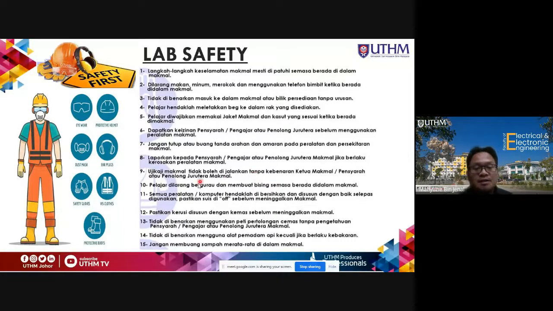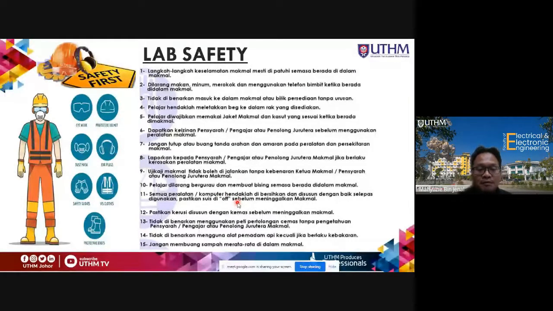So then number 10, you are not allowed to joke around. Okay, tak boleh bergurau lah, and don't make any noise during your presence in the lab. And then number 11, all the equipment or the computer must be neatly arranged and put back in its place, and make sure you switch off everything before you leave the lab.